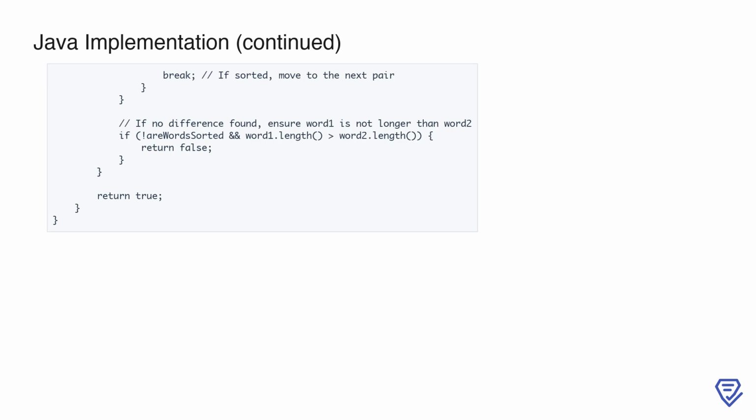However, if all characters in the shorter word match, we need to ensure that word1 is not longer than word2. This is because a longer prefix would make the words unsorted. If word1 is longer, we return false. If none of these conditions are violated throughout the comparisons, we conclude that all the words are correctly sorted according to the alien dictionary order and return true. This method ensures an efficient and systematic validation of the word order, leveraging the mapping of characters to their indices and iterating through the words and their characters as needed.